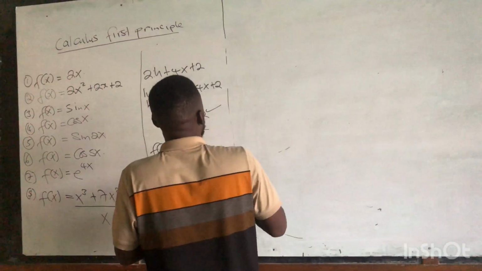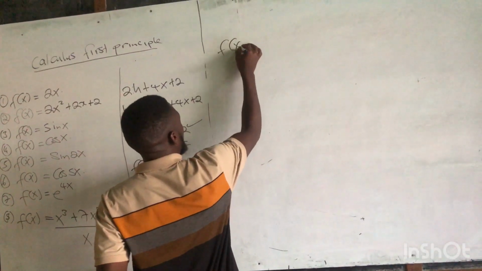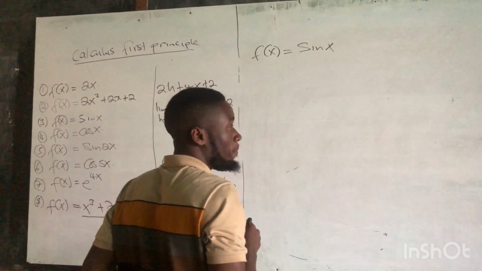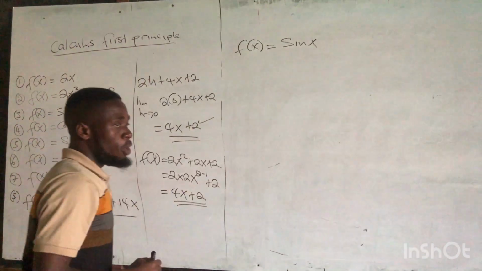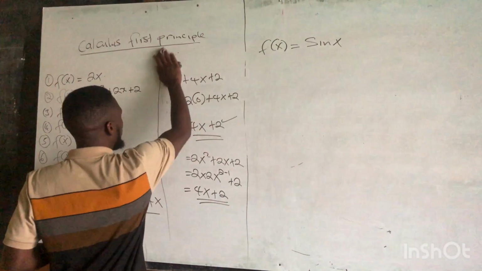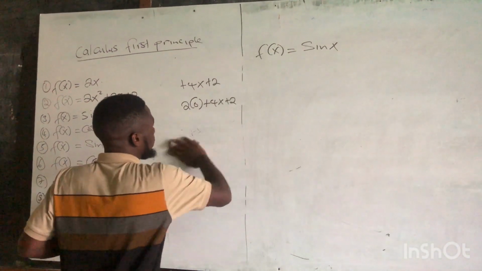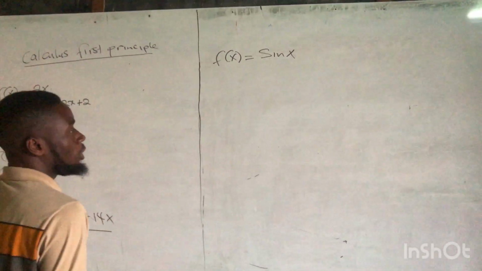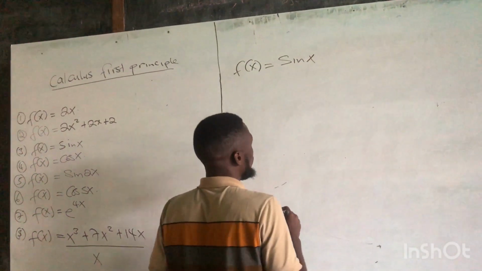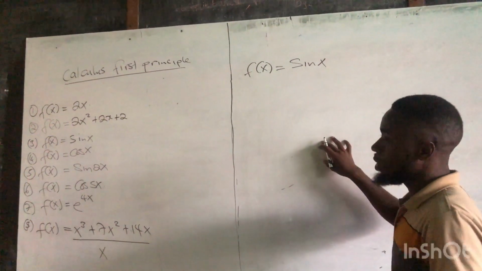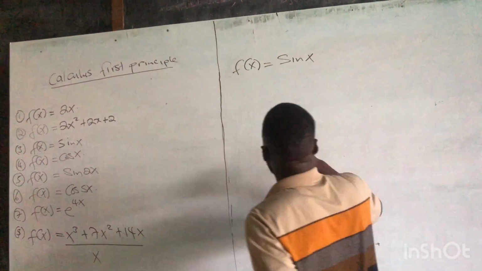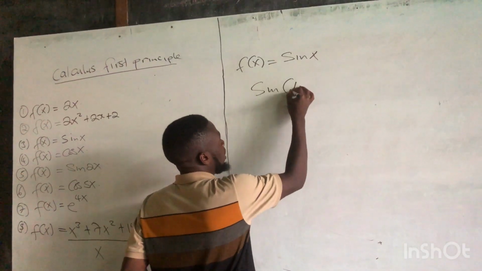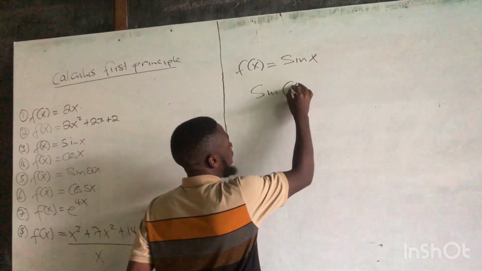Okay, so the next question is f of x is equal to sine x. So before we even introduce the formula here, what do we need to understand before we do that question? The first thing we need to understand is the double angle formula. So for example, let's say sine x plus h.